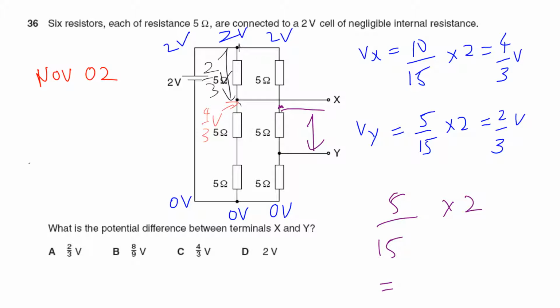Now, give it a try. Now try to find the potential at y. To find potential at y, same thing. You find the PD from the 0 side. That means find this PD. So you will get 5 over 15 here times 2, and you get 2 over 3 volts.